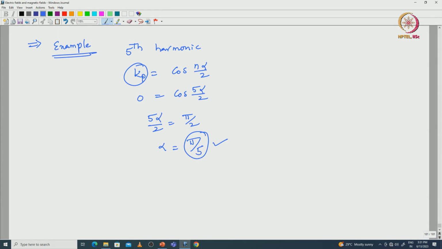So, if we make the short pitch angle pi/5, then we can eliminate the fifth harmonic from the MMF wave. With respect to the induced EMF, the fifth harmonic we can eliminate it. MMF is with respect to the distributed winding; with respect to the short pitch winding only we can reduce the harmonics with respect to the induced EMF.